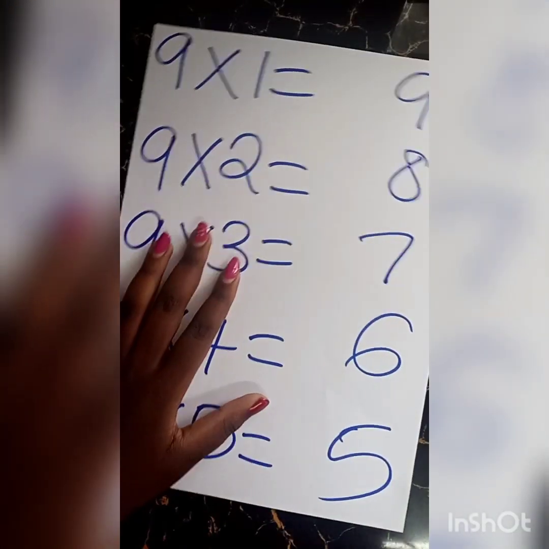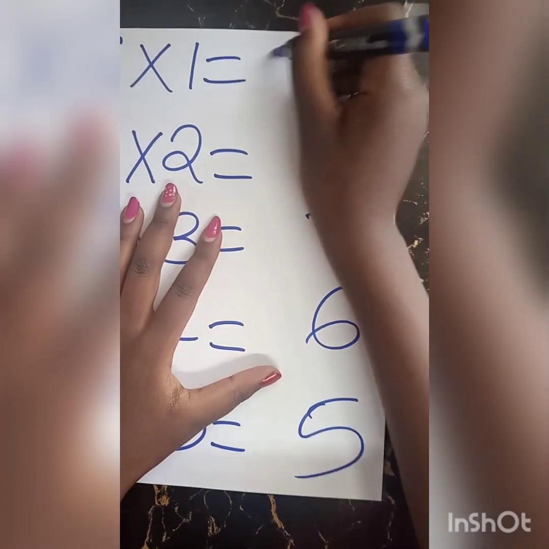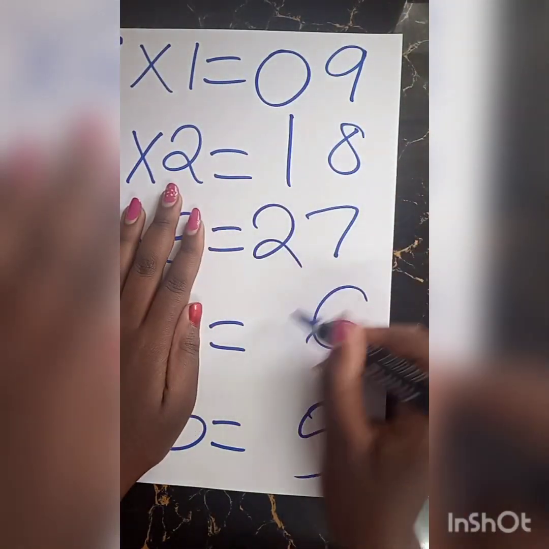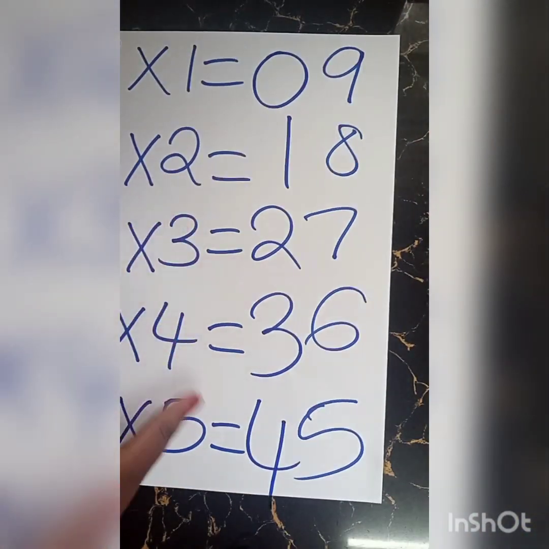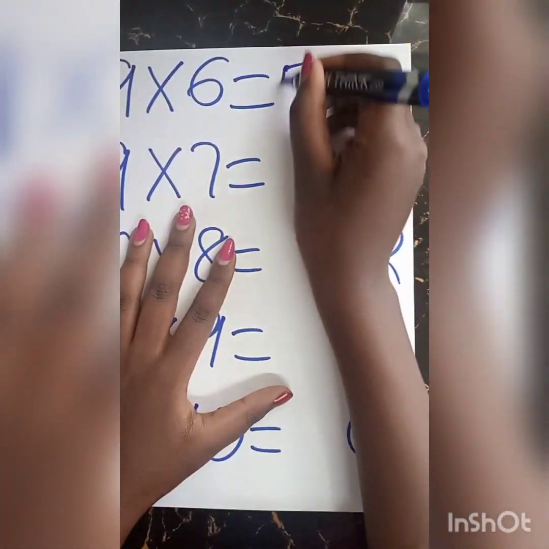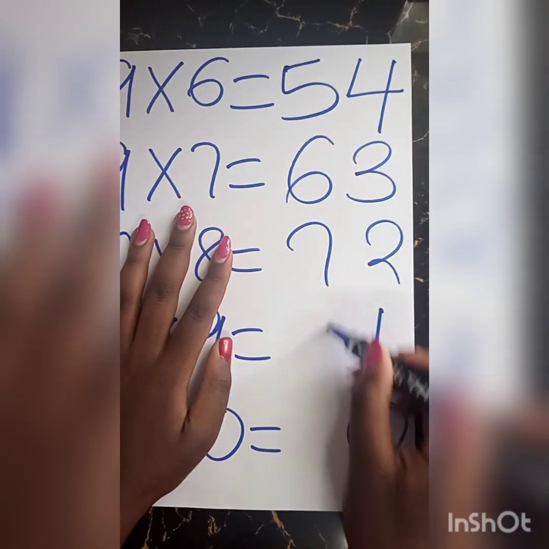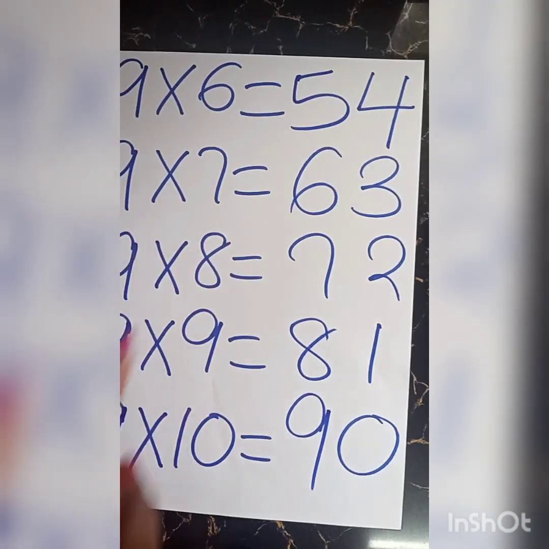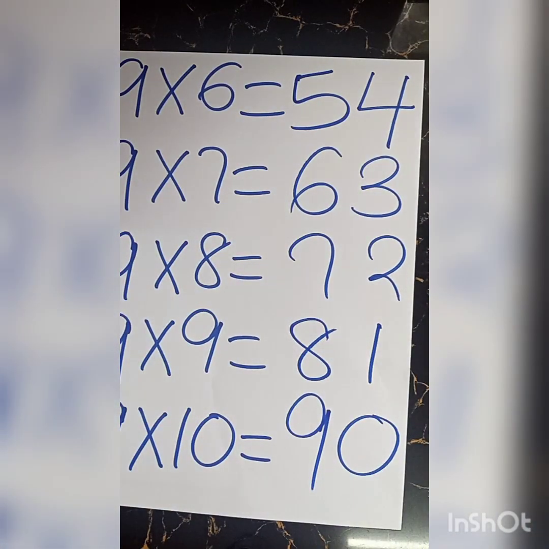Okay, so let's write the numbers in ascending order. We have 0, 1, 2, 3, 4. Moving on. 5, 6, 7, 8, 9. Okay. Yes, and just like that, we have our table 9. Are we together?